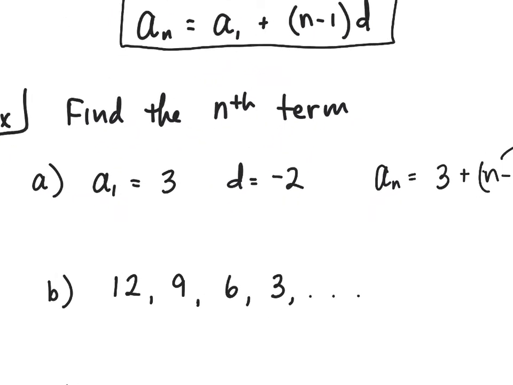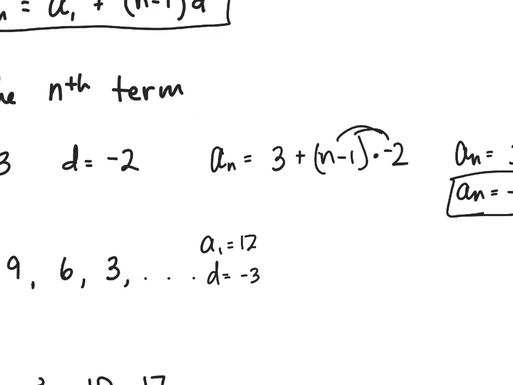You can see another example here, part B. They've given us part of the sequence now. Rather than specifying the first term and the common difference, they've just written out the first 4 terms of the sequence, and they're asking us to find the nth term. So we still need the same 2 pieces of information. We need the first term and the common difference. So obviously the first term is 12, and the common difference, so a sub 1 equals 12, and it looks like the common difference is -3.